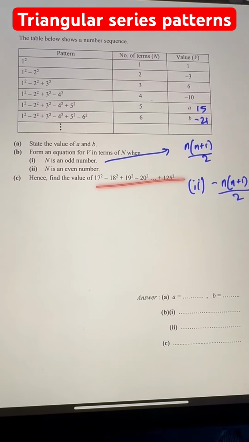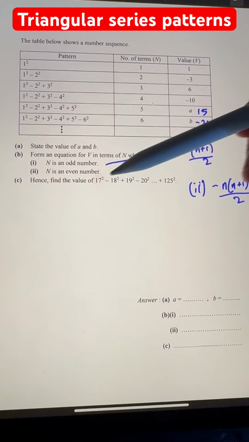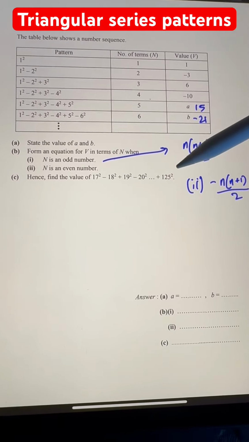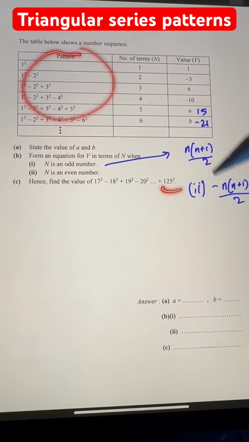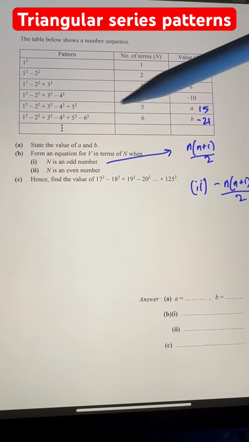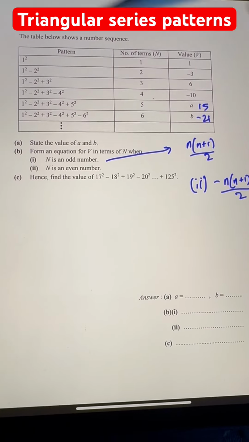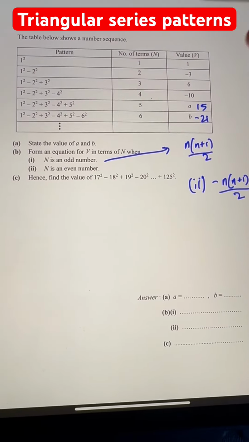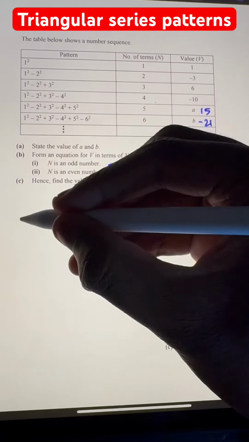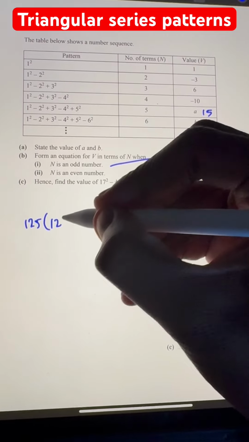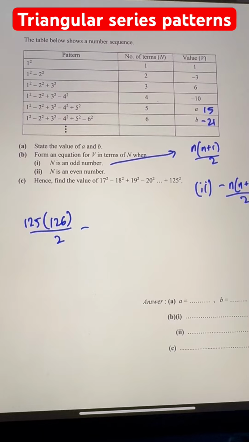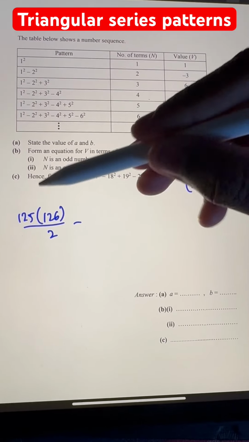For part C, this is find the value of 17 squared minus 18 squared, so on till 125 squared. Realize that this is the whole pattern up to 125 minus the pattern from 1 to 16. So all the numbers from 1 to 16 are omitted in this pattern. So we just do this formula, the odd numbers formula for 125. That'll be 125 times 125 plus 1, which is 126, divided by 2, and then minus of this formula, even numbers formula for 1 to 16.